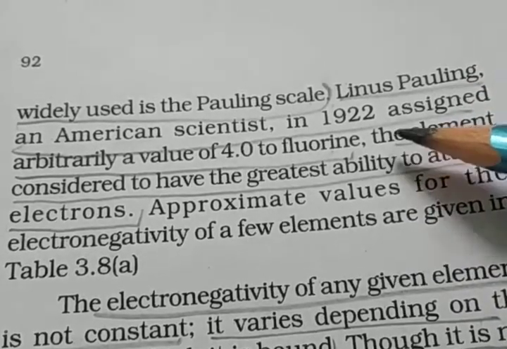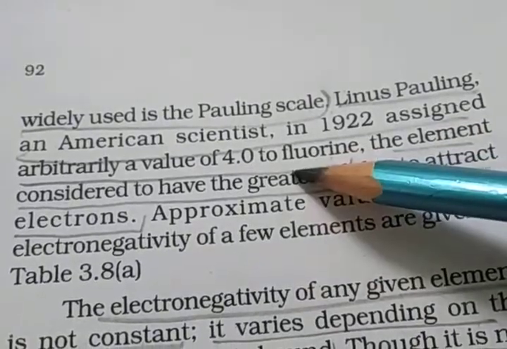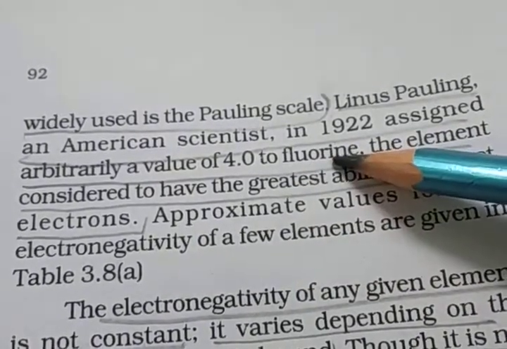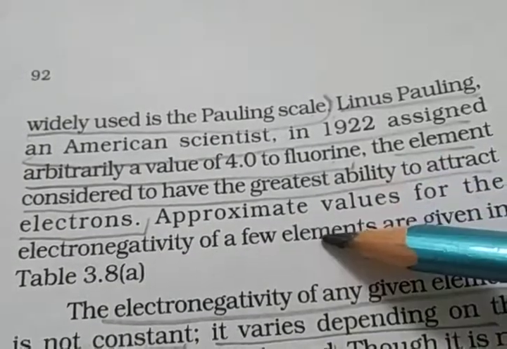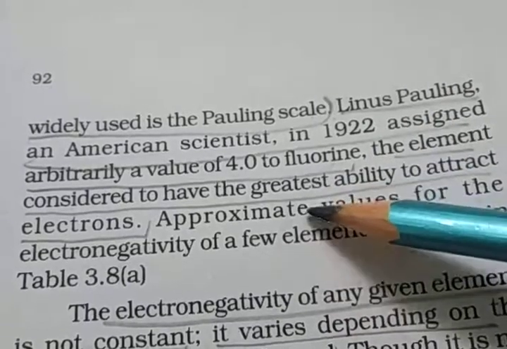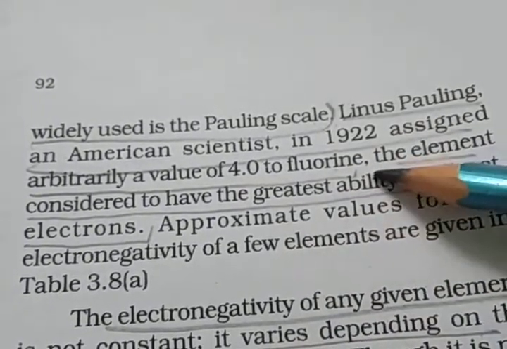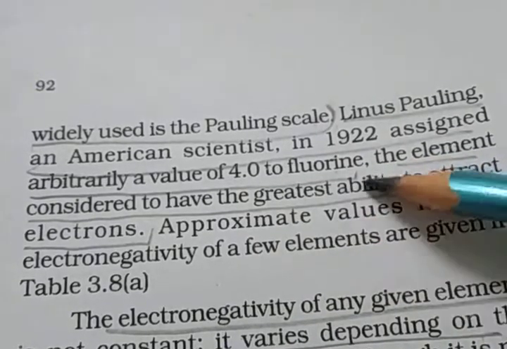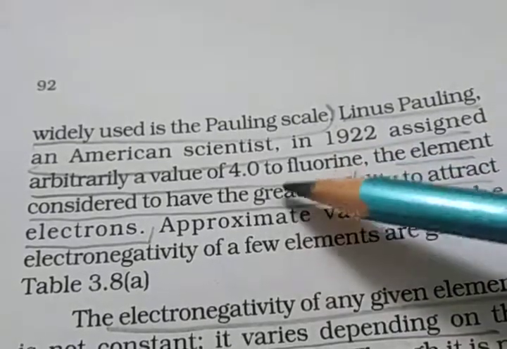an American scientist, who in 1922 arbitrarily assigned a value of 4.0 to fluorine, the element considered to have the greatest ability to attract electrons. So according to Pauling, whenever we describe any element, first on the basis of the Pauling scale we have to find electronegativity. So for fluorine, electronegativity is found to be 4.0.